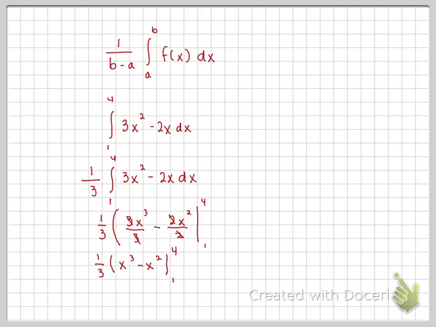Obviously, that is a very simple thing now. You're going to evaluate 4 cubed minus 4 squared, which is 64 minus 16. So that would be 48. And then when you put a 1 in there, you get 1 minus 1, which is 0. So 1/3 of 48 is 16. So that is your mean value for that particular integral between 1 and 4.